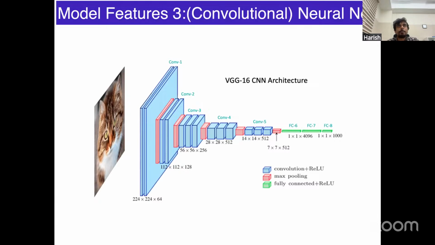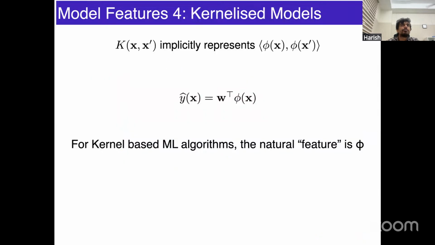Then you might have more complex models like CNNs and so on. In which case, a natural notion of model features might be that each channel of each layer happens to be a model feature. So that could be one notion of model feature. If you have a kernel model, a natural notion of the model feature is just the feature function phi. So if you have a kernel k, which implicitly represents the inner product between phi of x and phi of x dash, then your natural notion of feature is just phi. This is really just a linear model with the feature being phi. All of these are valid notions of model features.